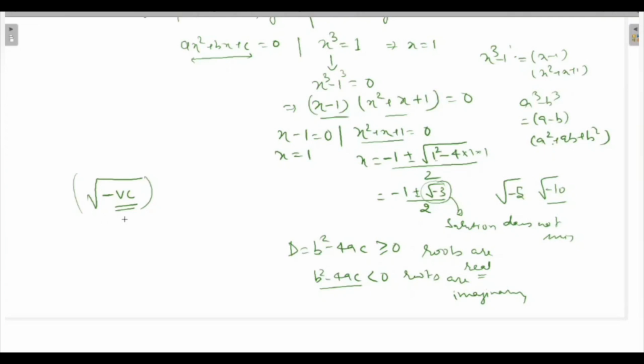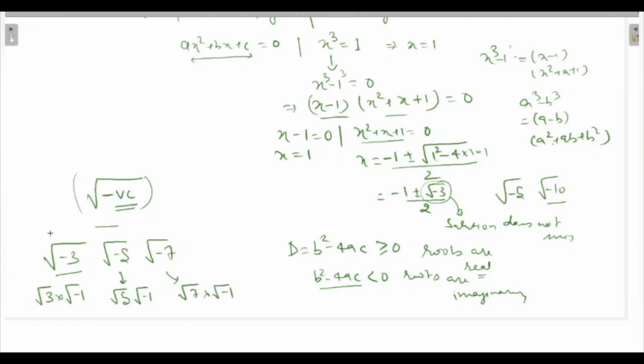And this story started from here itself. Someone figured out that whatever is coming like this, minus root 3 or minus root 5 or minus root 7, can we write square root of minus 3 as root 3 into square root of minus 1? Can I write square root of minus 5 as square root of 5 into square root of minus 1? Can I write square root of minus 7 as square root of 7 into square root of minus 1? So they said, anything under the square root which is negative, I can simply convert into a positive quantity, which we already know how to solve, and something which is square root of minus 1, which we still don't know how to solve.